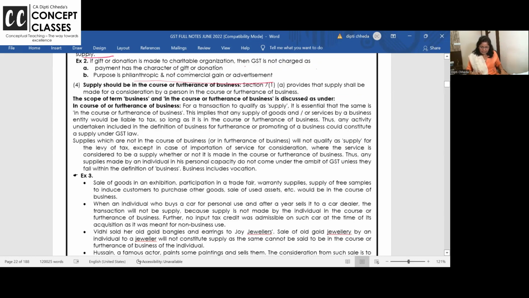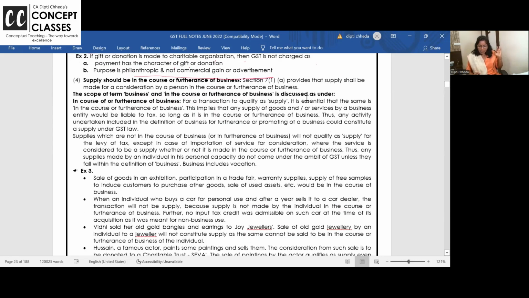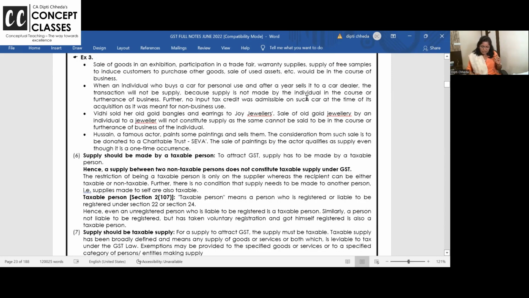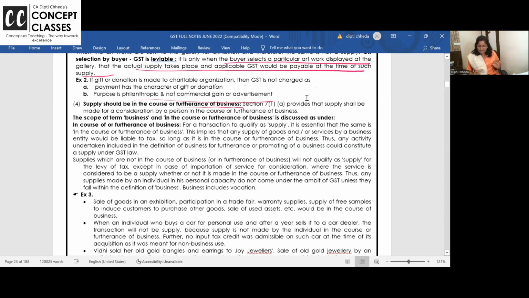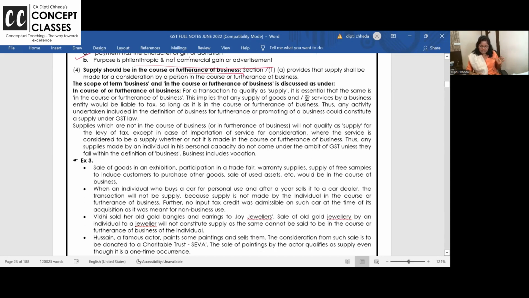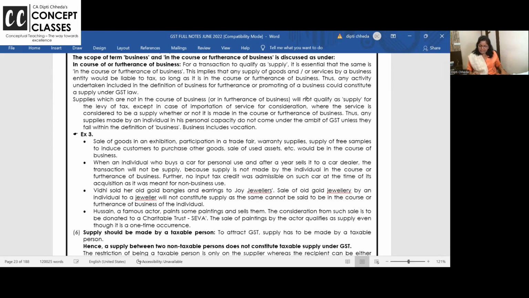Next, supply of the goods should be for the furtherance of business. For that, first you should know the definition of business. If it is for business, then GST is charged. If it is for a non-business philanthropic purpose, GST is not charged. Sale of goods in exhibitions, supply of free samples to induce customers would be in the course of furtherance of business, so GST will be charged. Business also includes vocation. One more thing is also there.